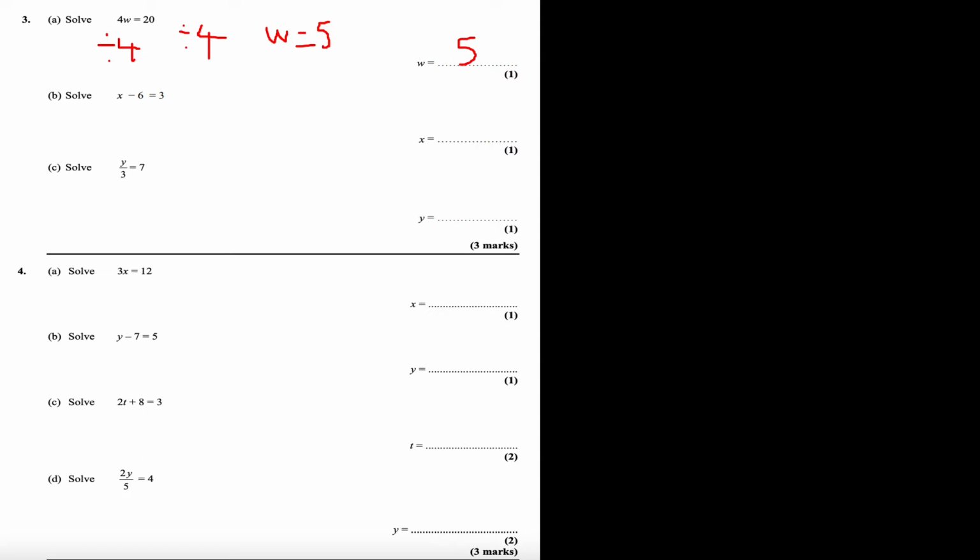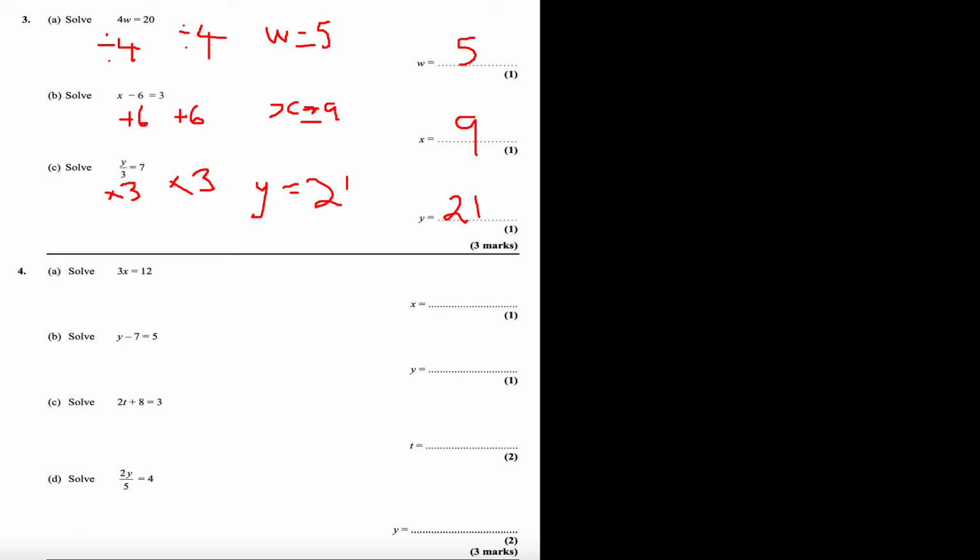For part B, solve x minus 6 is 3. Well, the opposite of subtracting 6 is to add 6 to both sides. So 3 add 6 is equal to 9. So x equals 9 is my solution for part B. For part C, guys, solve y over 3 equals 7. Well, I'm going to times by 3 on both sides because we are dividing by 3. So y is going to equal 7 times 3, which is 21.